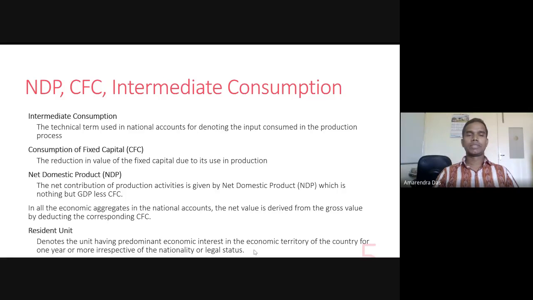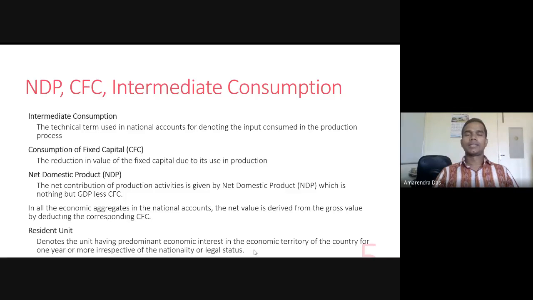A resident producer refers to the producer having a predominant economic interest in the economic territory of the country for 1 year or more, irrespective of the nationality or legal status. So here the question may come whether we will include all the output produced by the multinational companies operating in India. Yes, the answer will be yes, because they are operating in India, and so the value addition has happened within the national boundary of India, so that will be added here.